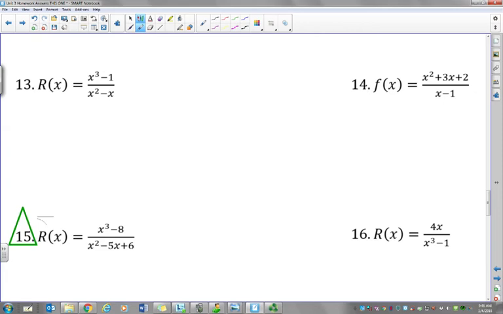Okay, so take a look at number 13. Number 13 is actually difference of cubes. Do you guys remember that formula, difference of cubes? The difference of cubes formula is a minus b times a squared plus a times b plus b squared. So that's what this x cubed minus 1 factors into.